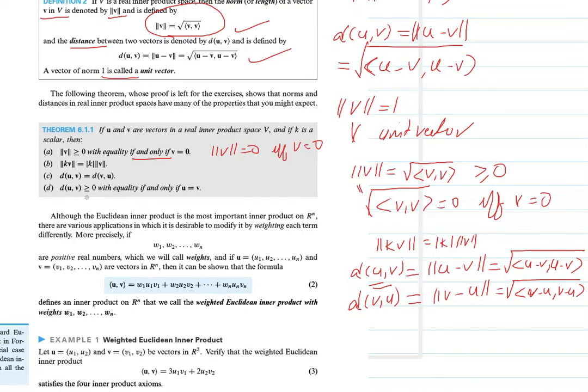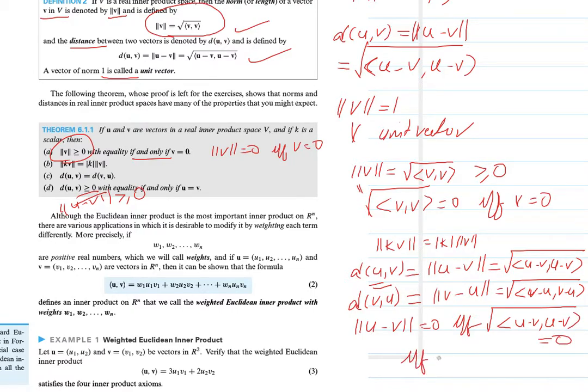Similarly, you can show that the last one is also greater than or equal to 0 with this one, because d(u,v) means norm of u minus v. But we have already shown that norm v is greater than or equal to 0. So this is greater than or equal to 0 always, and that is equal to 0 if and only if norm of u minus v equal to 0, if and only if root of inner product of u minus v comma u minus v equal to 0.